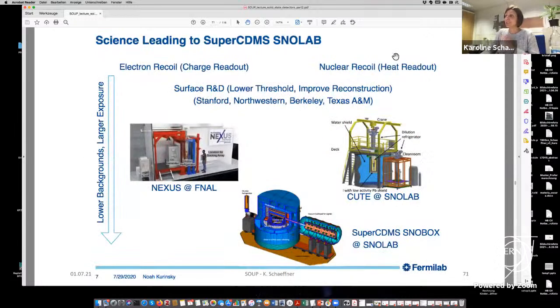Okay, so Super CDMS, they run in Soudan lab, but now they are building in SNOLAB, which is also a big lab in Canada. It's part of a nickel mine, I think. And this is still working. So it's not like in Australia where the mine is not working anymore, but it's really a mine which is in operation, and they dedicate some area in this mine for physics.